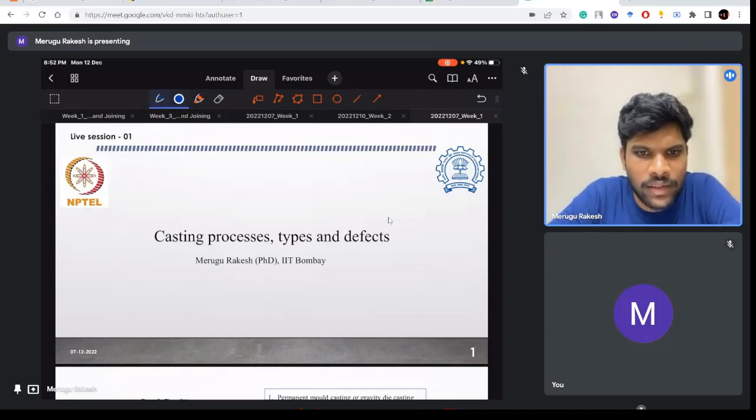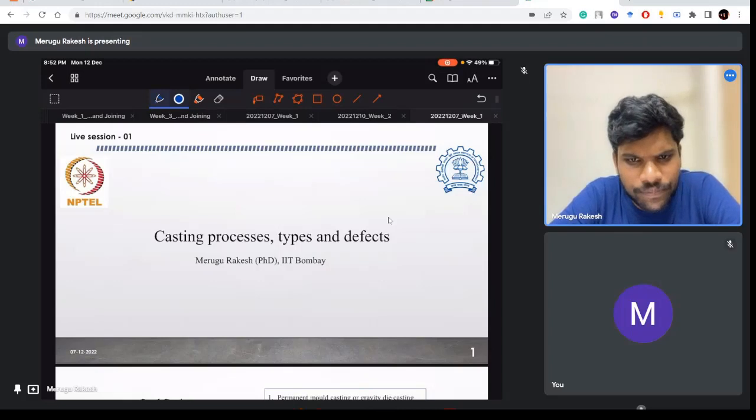So, this session deals with the different types of casting process and its defects. This was the class that was supposed to be on 7th December, the Wednesday class, but due to some recording error, I'm making this class again. In this class, we will be discussing the different types of casting processes and defects.